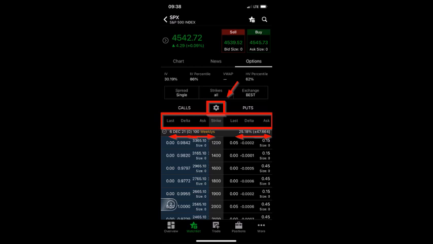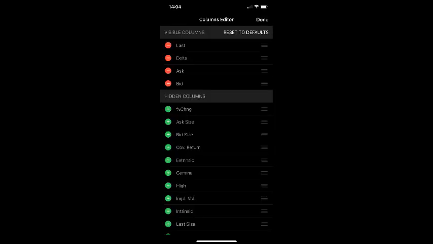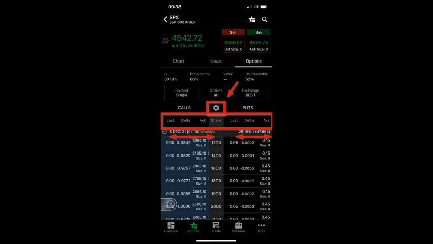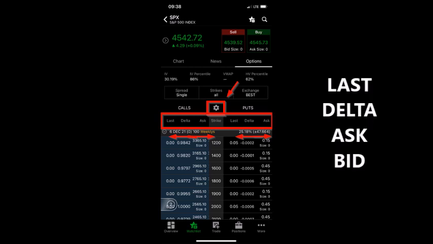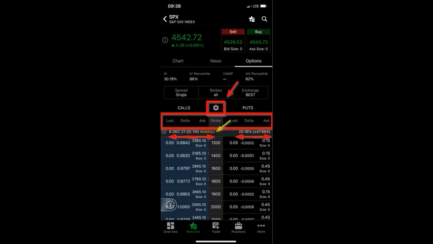Once you have selected the instrument you want to trade, and in this case we're using the SPX, which is the S&P 500 index, we'll click on the gear icon and adjust what columns we see on our trading matrix. Once we have our columns set, we can drag the columns left and right on both the call and the put sides to see all the column data. For this trading strategy, I only use the last, delta, ask, and bid columns, but there are a lot more columns.